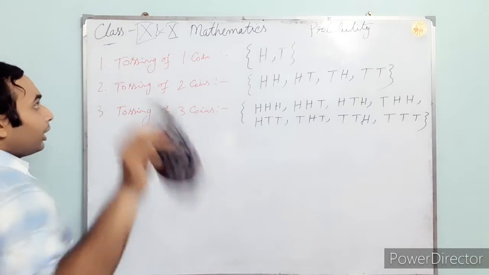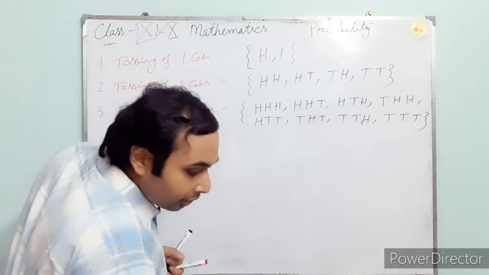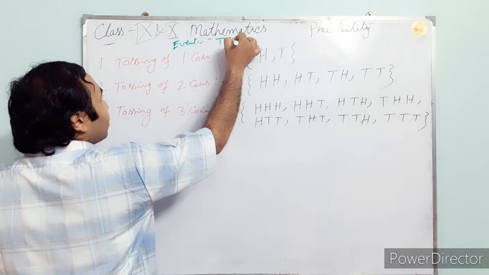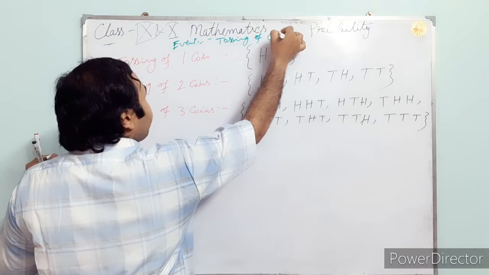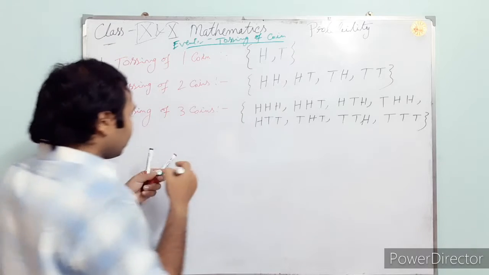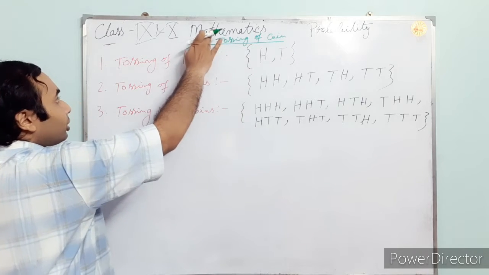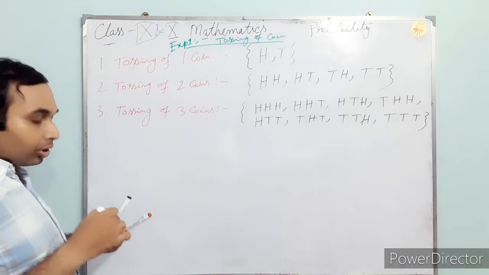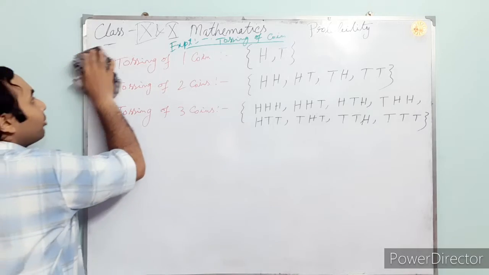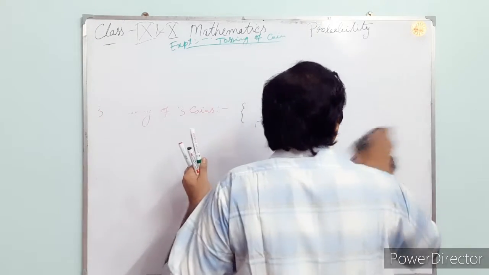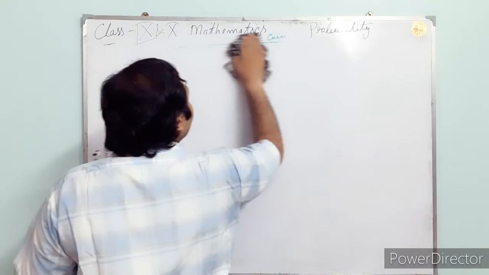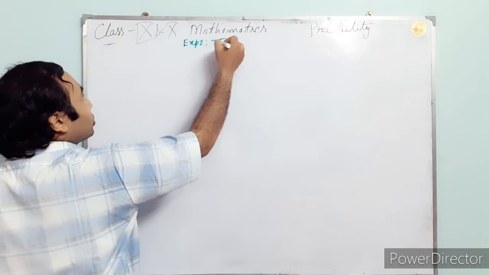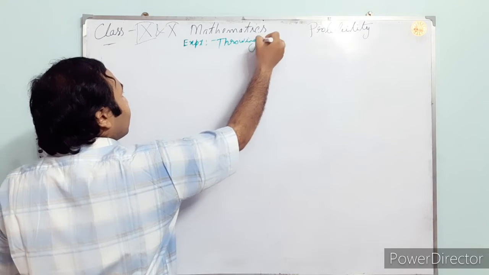The next event, I am writing here the event. Tossing of a coin, or you can say this is the random experiment also. Sorry, this is not the event, this is the experiment. Experiment or random experiment is tossing of the coin. The next random experiment is throwing of a die.